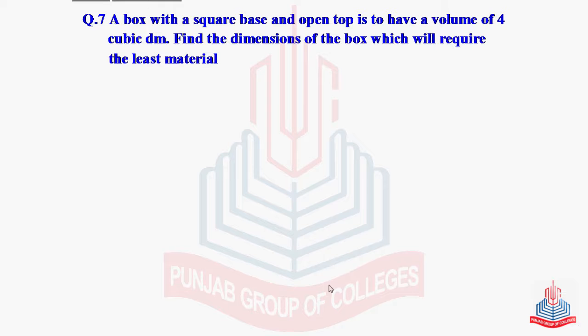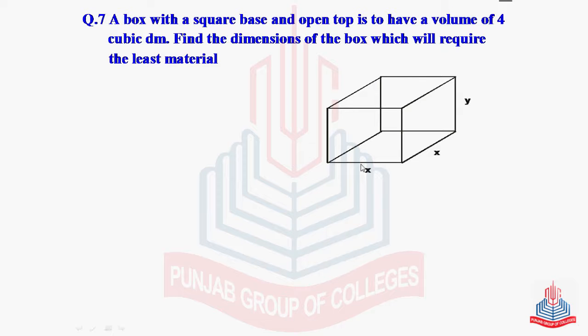So actually, in this problem, the objective is that the surface area of that particular box should be minimum. So this one is the box with a square base. So its base is actually square. So length and width are equal. So we name it x, and that must be x, so that this base will become a square. And this one is the height of the box. Let this one be y.